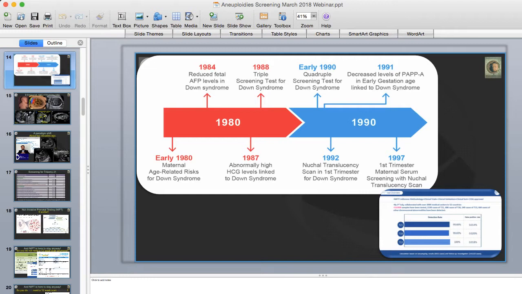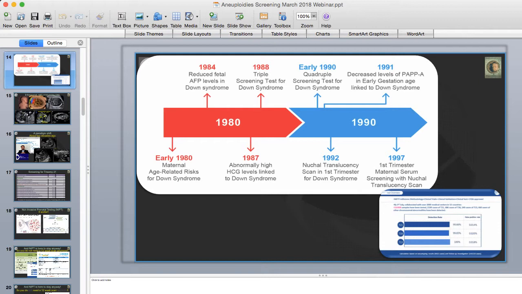The first realization that we could do biochemistry came in the early 1980s, where we realized the maternal age-related risk for Down syndrome, which was 35 and above, where there was a sharp increase in the incidence of Down syndrome in the babies born to these mothers. In 1984, we were able to identify that reduced fetal AFP levels were present in Down syndrome and that this information could be exploited. And in 1987, we realized that abnormally high HCG levels were also linked with Down syndrome. And therefore the story began, which means that we were able to combine this and finally put together the triple test for screening for Down syndrome. Where it stands today, we will come to in a little while.